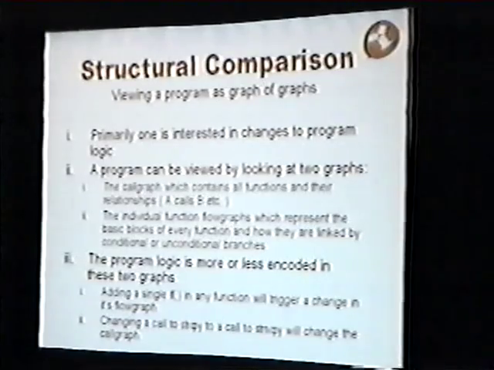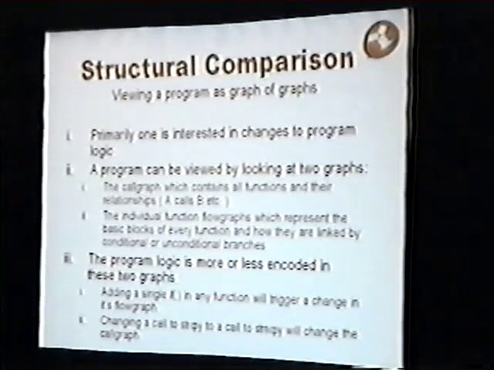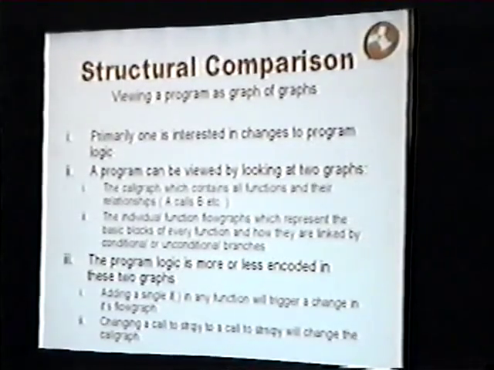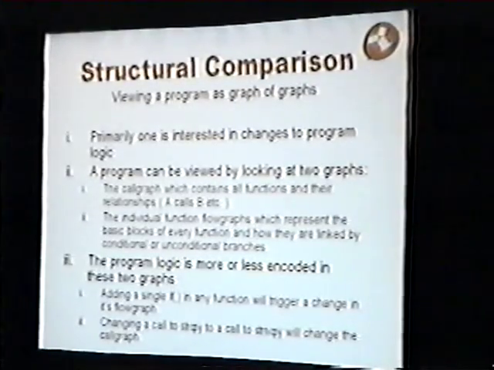Now, what makes my approach different from many others is that you regard a binary as a graph of graphs, meaning we're looking only for changes in program logic. We're not looking for a constant change or whatever. You have one large graph which contains all the relations the functions have to each other. Function A calls function B calls function C, function A can also call function C. That's the large graph. Now every single function in itself is a graph as well, which is the flow graph of the function, which has all the basic blocks and the if blocks and so on. So the program logic is more or less encoded in these two graphs.